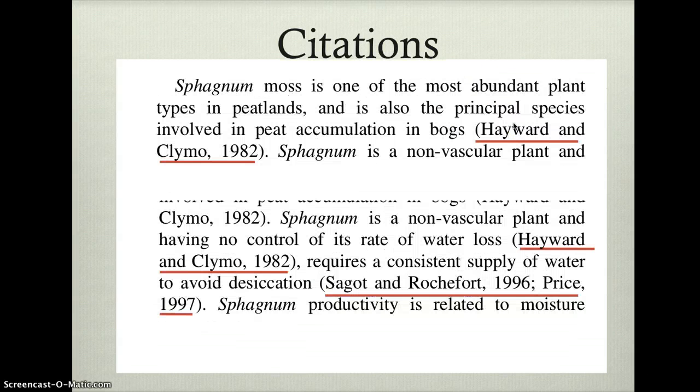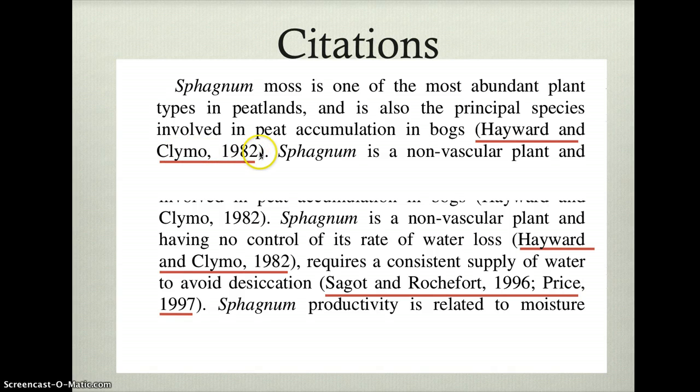So the one that you'll probably use the most is if you're just citing one paper. And if you take an idea from the paper and you list it in your forum posting or in your PowerPoint, you need to cite the author and the year of the paper for that idea within the sentence. And it usually goes right at the end if it's just one idea. So for example, in this sentence, it's talking about how sphagnum moss is one of the most abundant plants in peatlands and is the principal species involved in peat accumulation, and that came from Hayward and Climo in 1982.